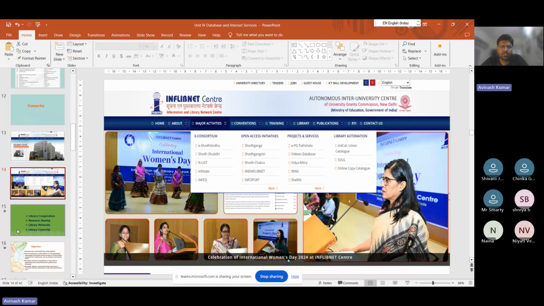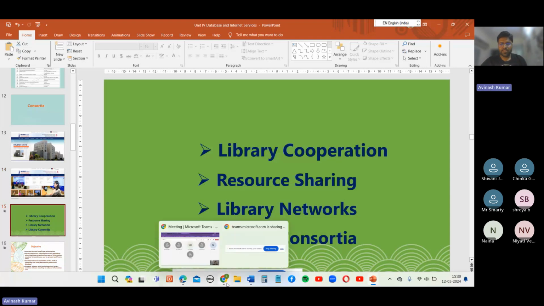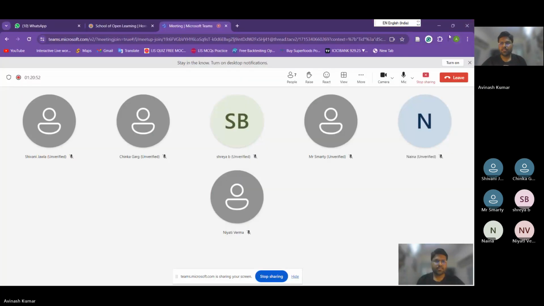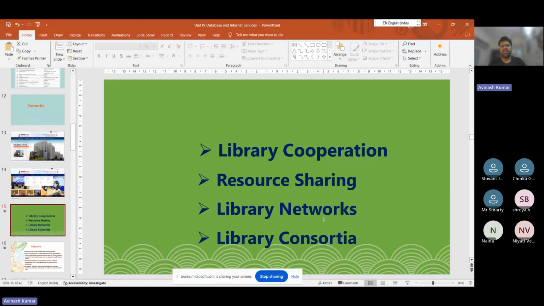Now we have to understand these four terms: library cooperation, resource sharing, library networks and library consortia. We should understand what library cooperation, library resource sharing, library networks and library consortia are. Actually, these terms do not come directly like consortia.